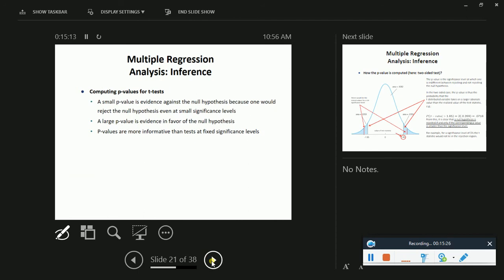So a small p-value is evidence against the null hypothesis because one would reject the null hypothesis even at a small significance level, right? A large p-value is evidence in favor of the null hypothesis. So if you want to reject the null, you want a small p-value, right? Because it's against the null hypothesis, and one would reject the null hypothesis even at a small significance level. So p-values are more informative than tests at fixed significance levels.